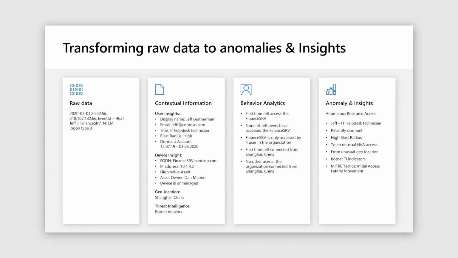We'll start by adding contextual information. The user Jeff_L is in fact Jeff Lederman. This is his email. He is an IT help desk technician. His blast radius or impact on the organization is high, and I can see he was dormant, meaning we haven't seen any activity from him in the last 180 days.